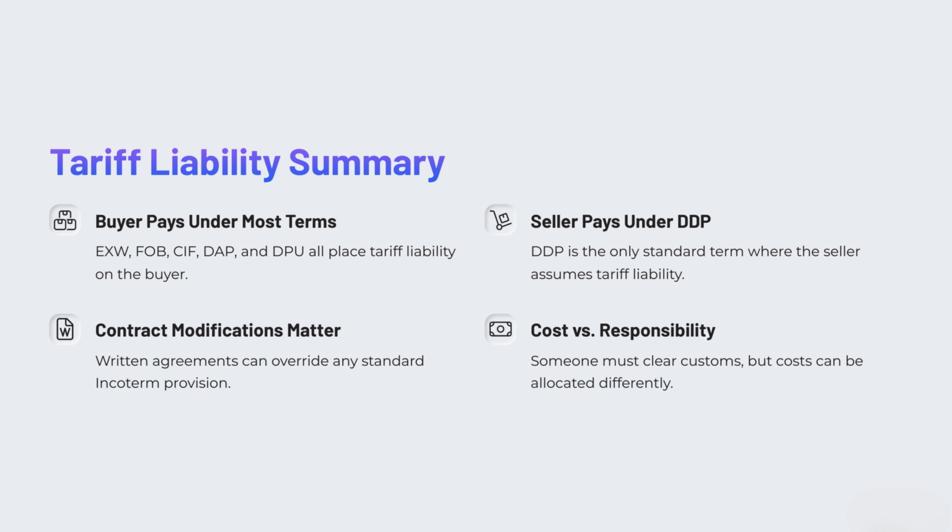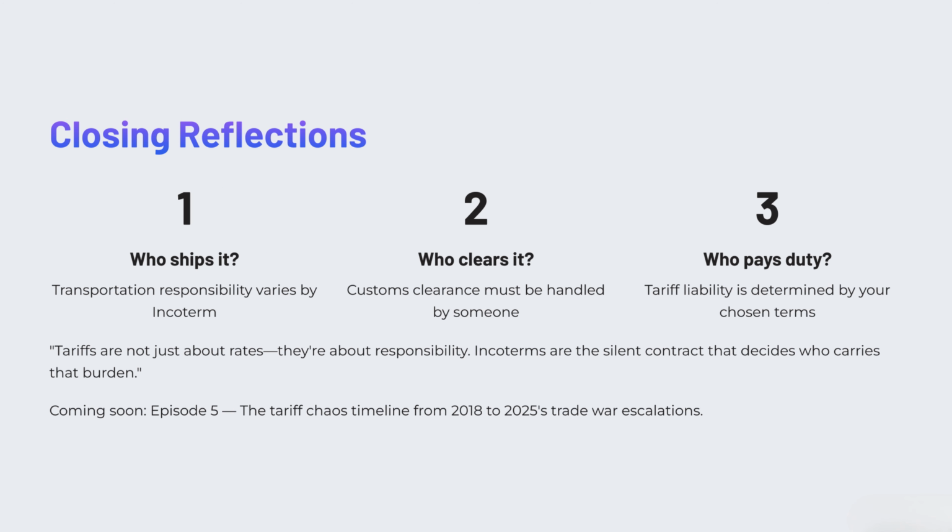Here's the trap. Even under DDP, the seller might not fully absorb the tariff cost. For example, DDP, but buyer reimburses seller for duties above 5%. If the tariff jumps to 25%, you're still paying the extra 20%. Always clarify, always document, always double check.